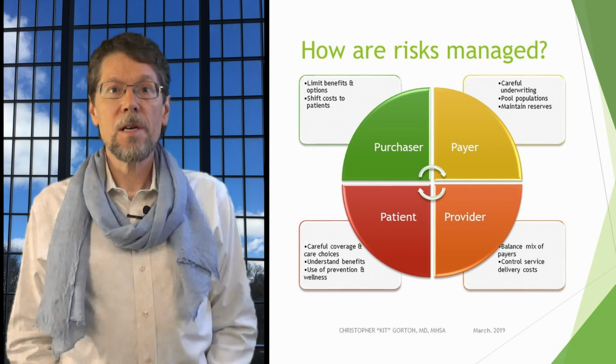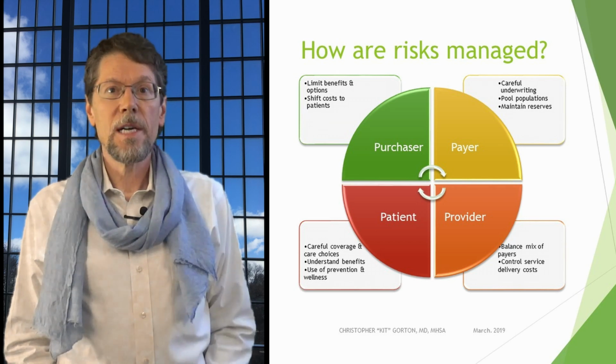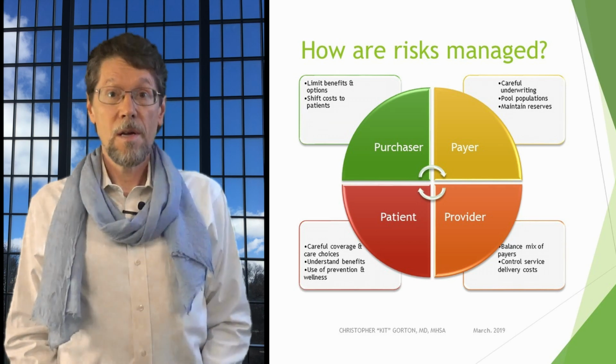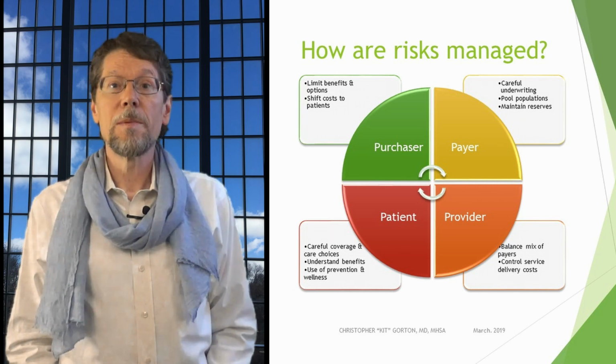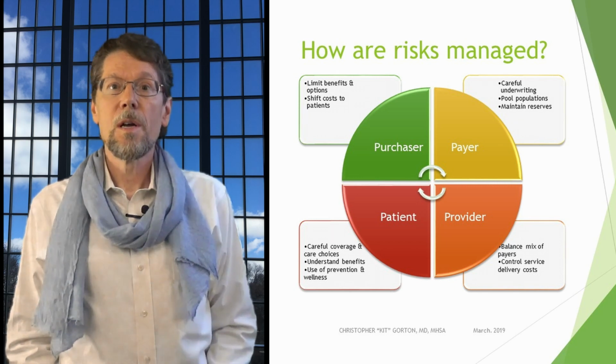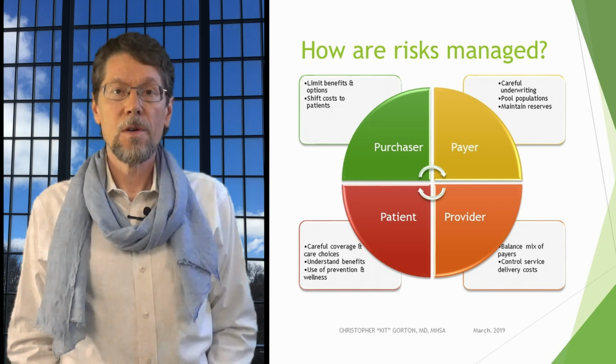Payers can use specialized actuarial techniques in their premium underwriting to establish sufficient annual budgets to purchase care. They can employ population health programs and pool populations to minimize risk from high-needs members. They maintain reserves to enable good years to offset bad years.